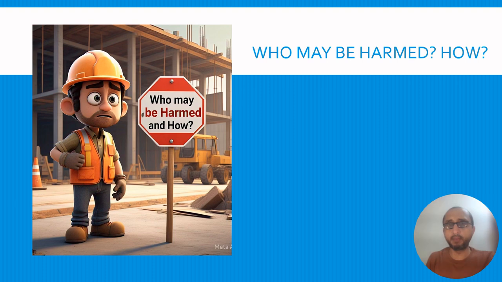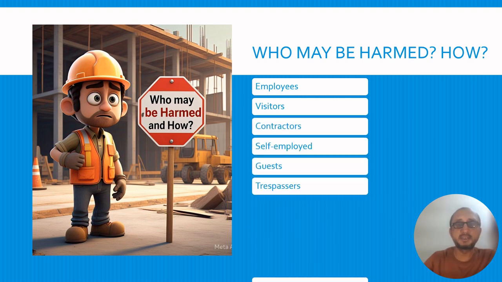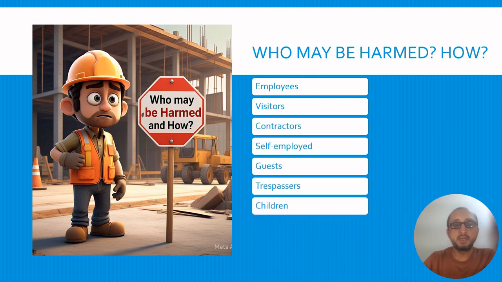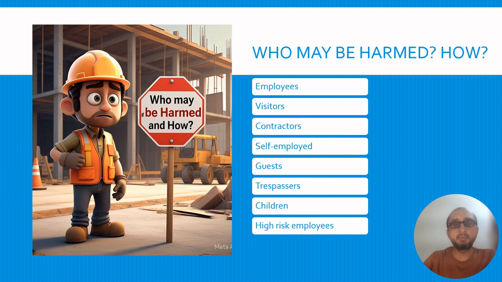Next topic is who may be harmed and how. Second step of the risk assessment, in which we have to assess who may be harmed due to the hazards we have identified. So these hazards may impact our employees, visitors, contractors, subcontractors, self-employed, guests visiting us, trespassers, if there is a public in the surrounding, and children may be there. Then some employees are at high risk, like lone workers. There should be no lone working, especially where there is no first aid available to them and there is no supervision.